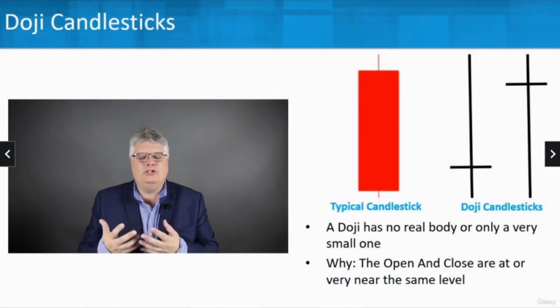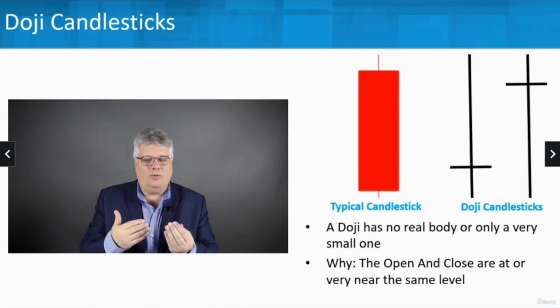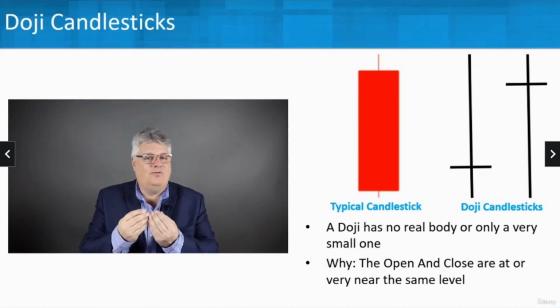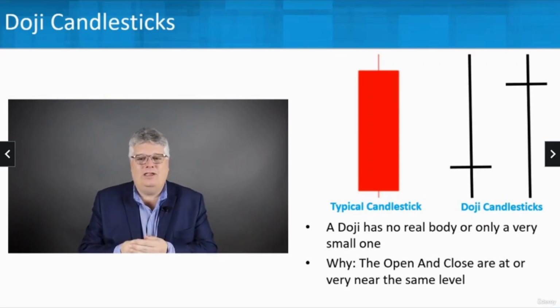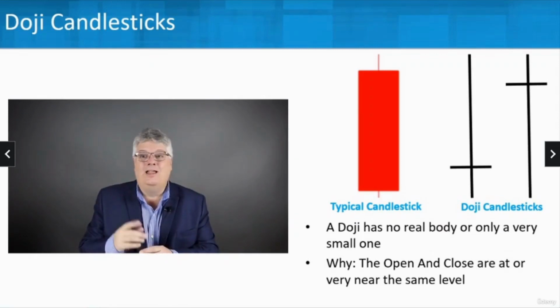So let's look at these interesting situations that occasionally come around called dojis, and what they are trying to tell us, and more importantly, how we can use them to be better traders. A doji is a situation where a candlestick has no real body or only a very small one. The reason is that the opening price and the closing price are at or very near the same level. If you look at this graphic on a typical candlestick, you have a pretty good sized real body, the rectangle part, with a wick at both the top and the bottom. As you know from a previous lesson, those are called an upper shadow and a lower shadow.